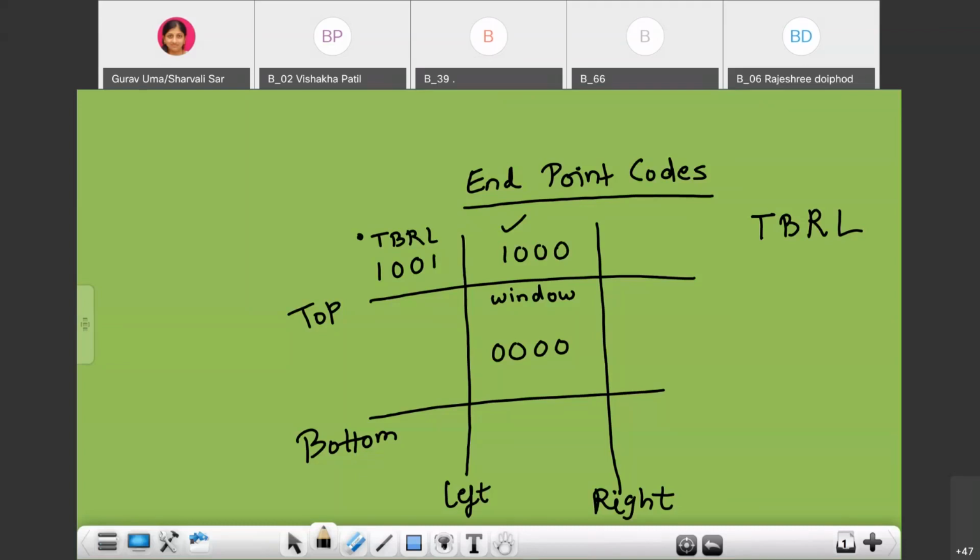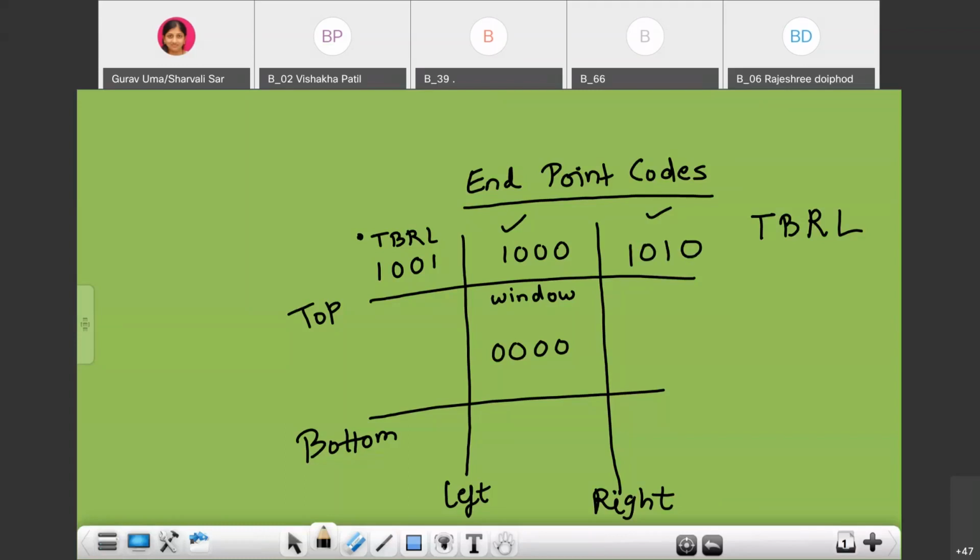Now check for the third block. What will be the code for the third block? Is it at top? Yes, so my value will be 1. Is it at bottom? No. Is it at the right side? Yes. Is it at the left side? No, so it will be 0.